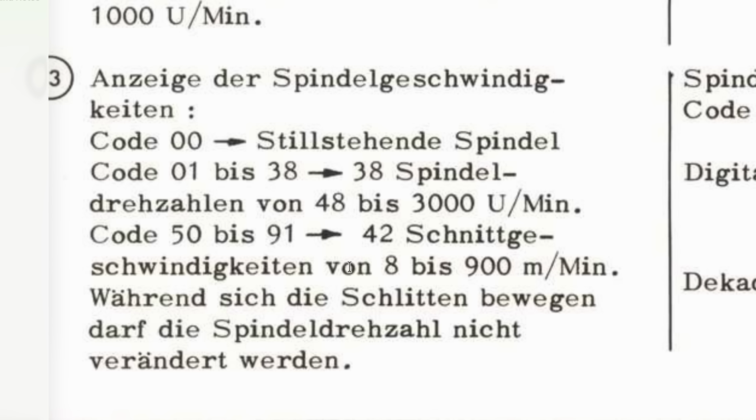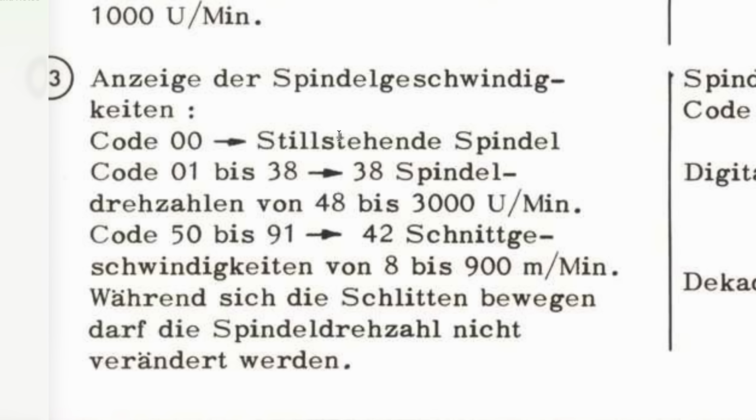So here we can see that the spindle under the original controller from the early 1980s had two different control modes. You could command one of 38 discrete spindle speeds between 48 and 3000 RPM, or you could command one of 42 surface speeds between 8 and 900 meters a minute. So while the machine is in motion, the RPM cannot be changed. So those 36 different speeds divided by two different gearbox speeds and two different motor speeds means they created 9 individual gear ratios off the CVT.